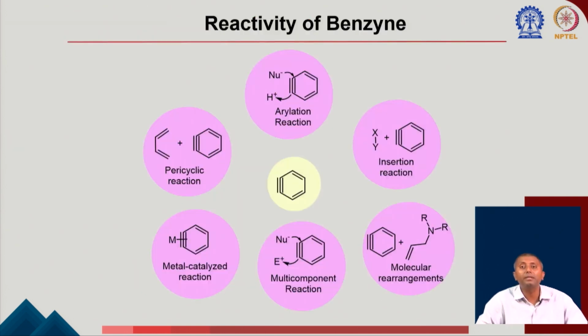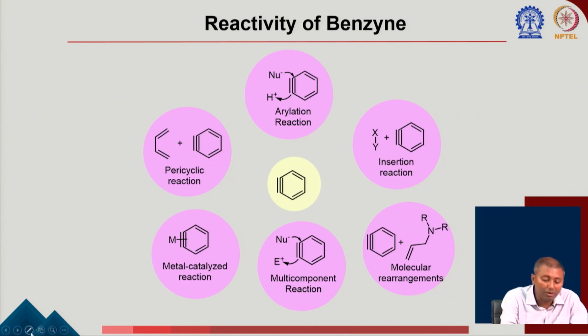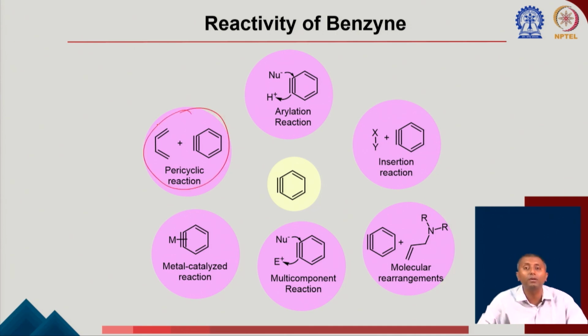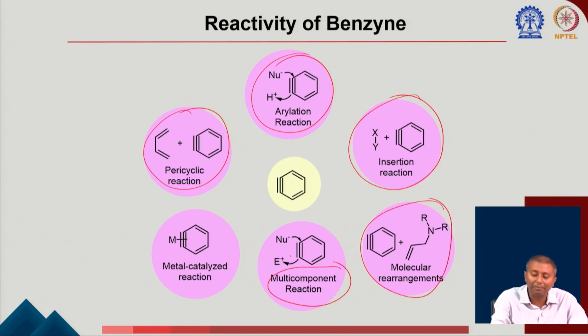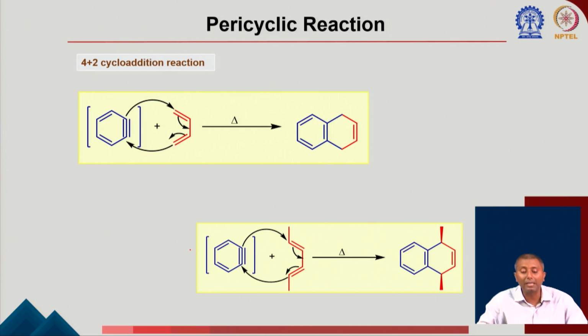So I'm going to talk about the different reactions of benzyne. As I mentioned, in today's class my main focus will be the pericyclic reactions. I'm going to talk about some of the 4+2 and 2+2 reactions, the ene reaction and 3+2 reactions, and then the arylation reactions. I'm going to talk about some reactions today and some in the next class. There will be insertion reactions, some molecular rearrangements using benzyne, multi-component reactions, and very briefly the transition metal catalyzed reactions. So let's start with the pericyclic reactions.